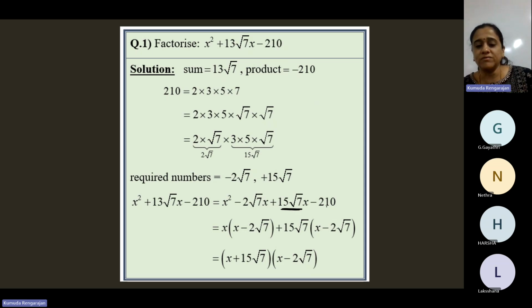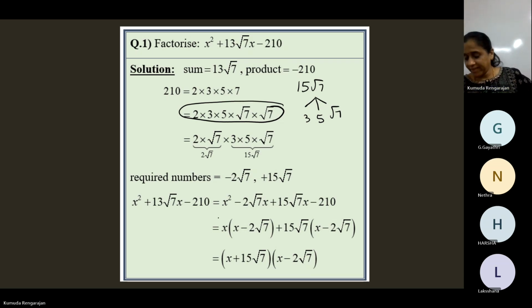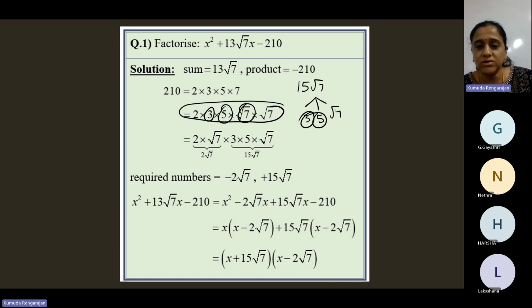Now I'll talk about the common factors between 15 root 7 and 210. What is 15 root 7? 15 root 7 is 3 into 5 into root 7. So what's common? 3 is here, here also; 5, 5; root 7, root 7. So 15 root 7 is common between 15 root 7 and 210.